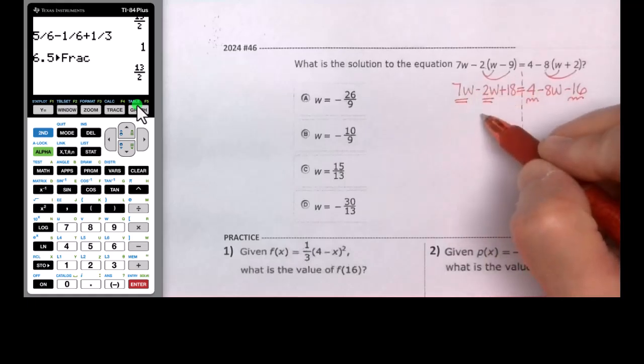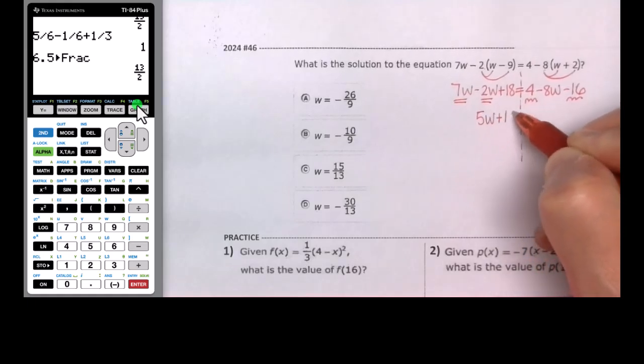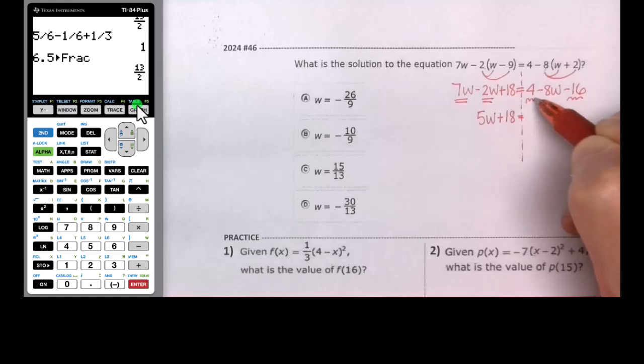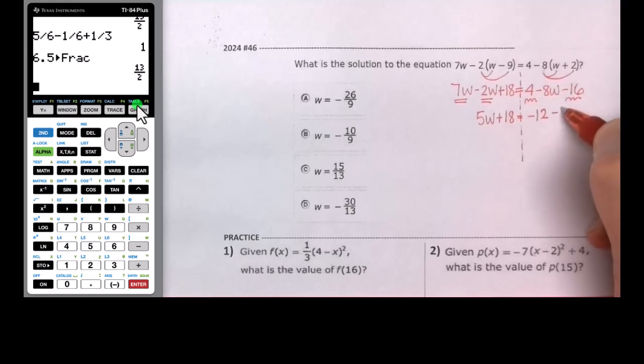7 minus 2 is 5w, and we bring down the 18. Next, we have 4 minus 16 is negative 12, and we bring down the negative 8w.